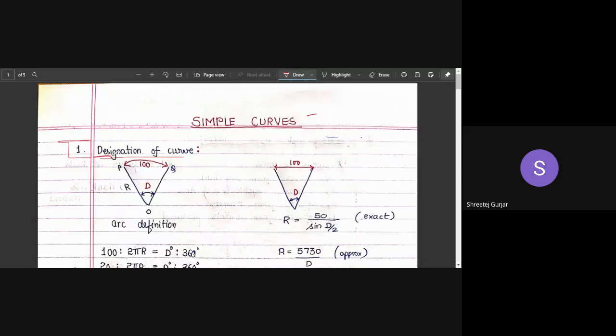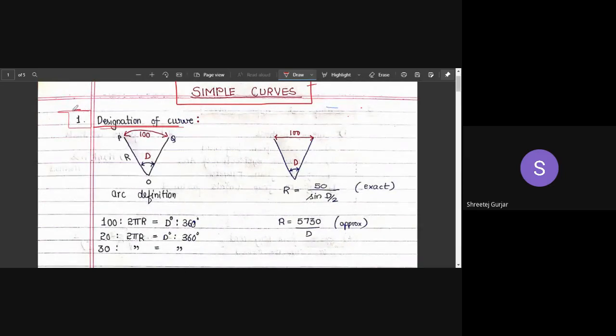The first thing that we learned were simple curves, right? And under simple curves, the first thing was the designation of a curve. How do you name a particular simple curve? This was the first thing that we learned. What is the nomenclature of a simple curve? We learned that we have 2 types of designation. We have the arc definition and the chord definition.